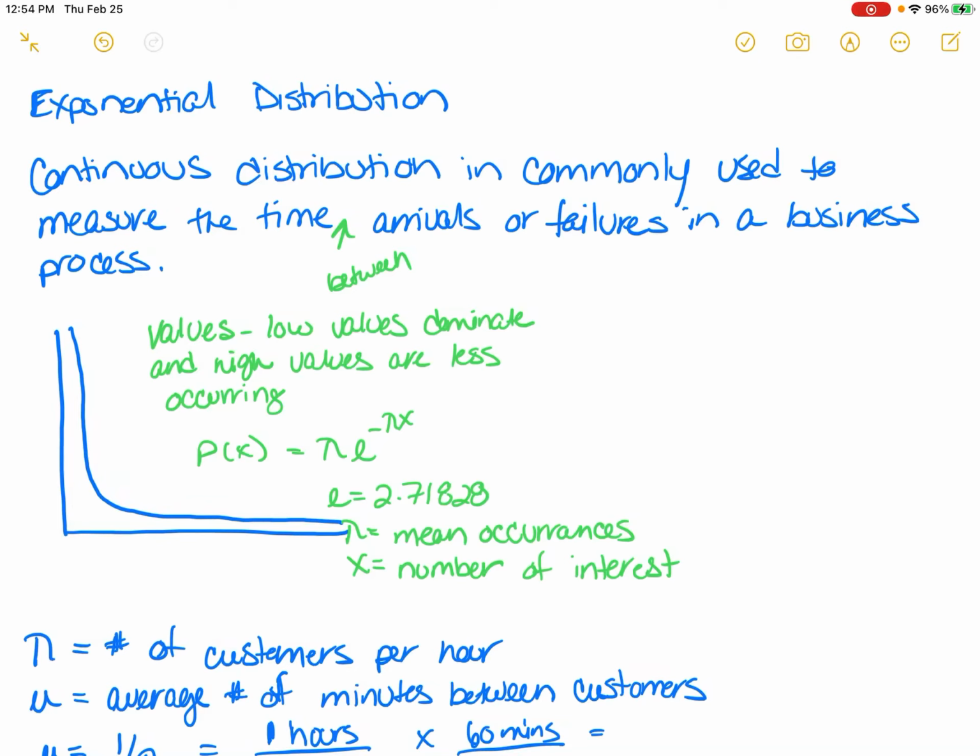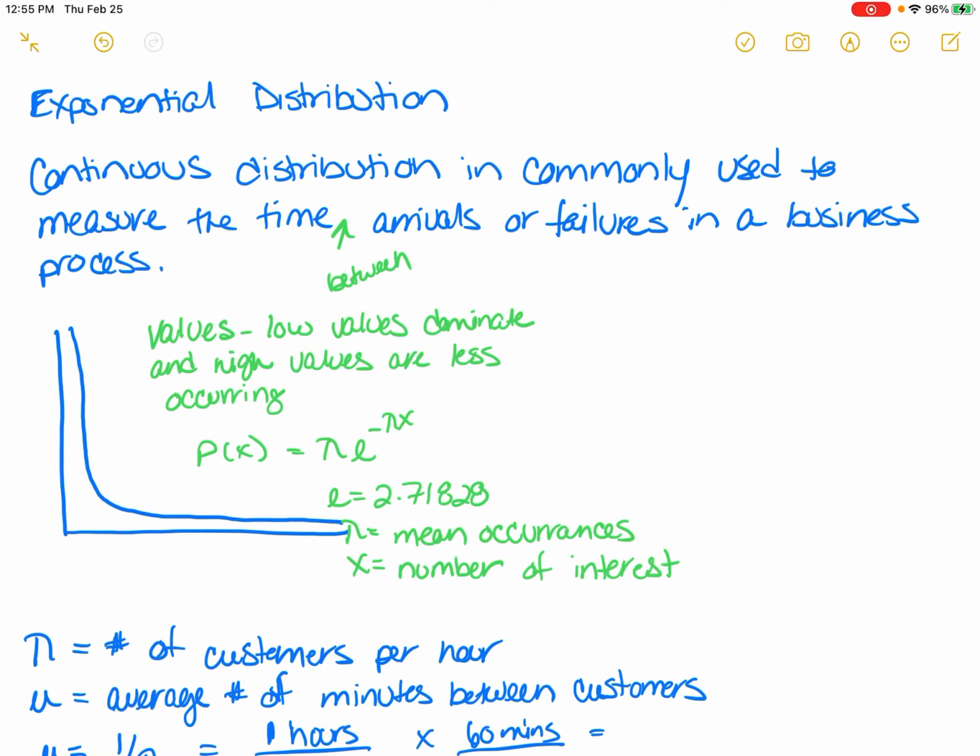Hi class, I'm going to be discussing the exponential probability distribution in this video. And this is on page 269 of your text, so 269. So I've said it before, but continuous distributions are commonly used to measure the time between arrivals or failures in a business process.